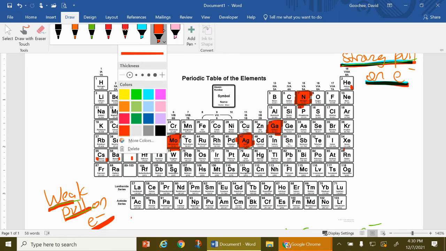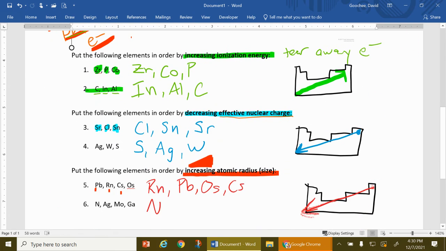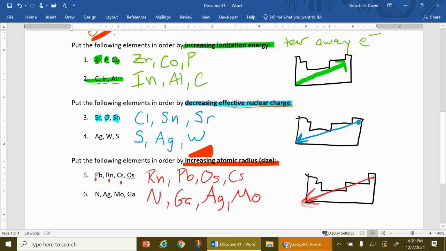So putting them in order, it goes nitrogen, gallium, silver, and then molybdenum. Nitrogen is the smallest because its electrons are being pulled in very tightly. Gallium spreads out a bit more, silver spreads out even more, and molybdenum spreads out most of all. So this is increasing atomic radius.